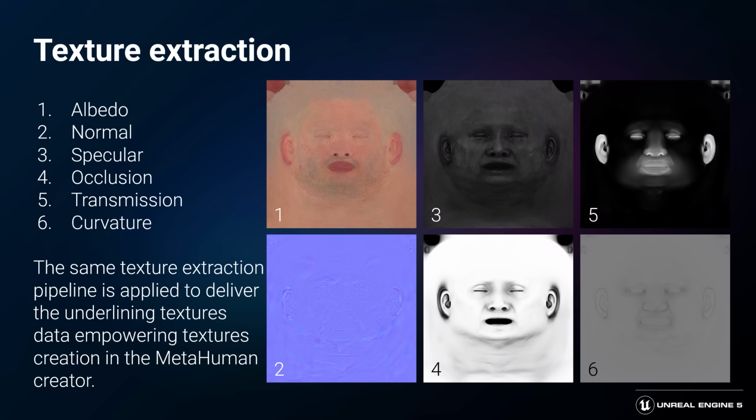Curvature map is a byproduct of the normal map. The most equivalent map would be the roughness map, but Unreal Engine has a dedicated node that creates roughness maps from normal maps in real time.